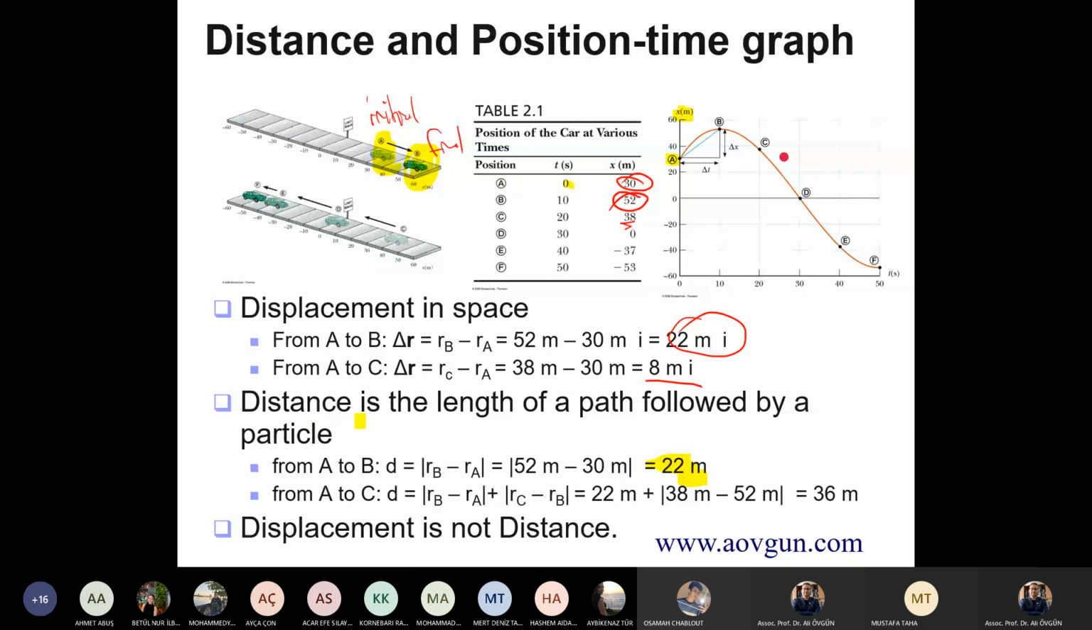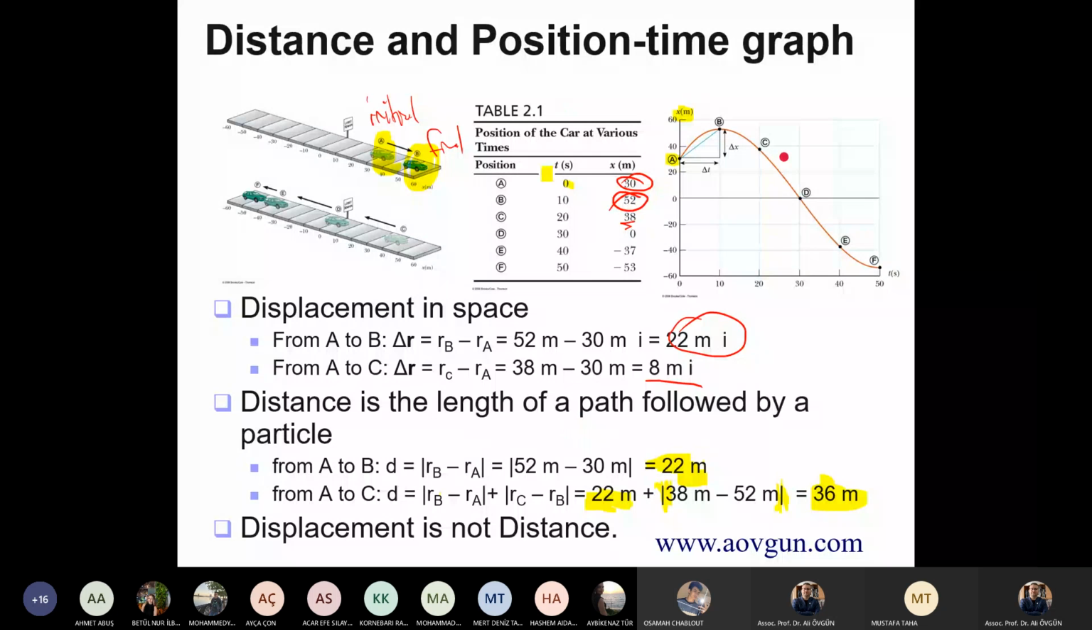For this one, you must calculate separately all the path. First, you must find between B and A plus C and B. B and A is, we already found it, 22 meter. And between C and B is 38 meter minus 52 meter. But you will find negative, but always you must do positive because this is scalar quantity and only important is length. And when you add it, you will find 36 meter.